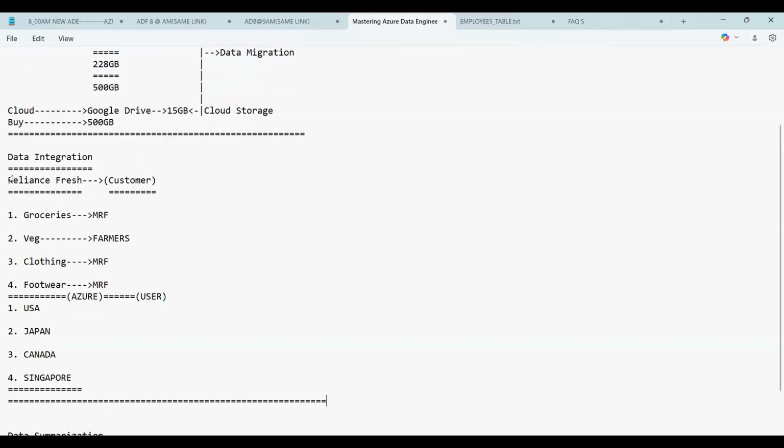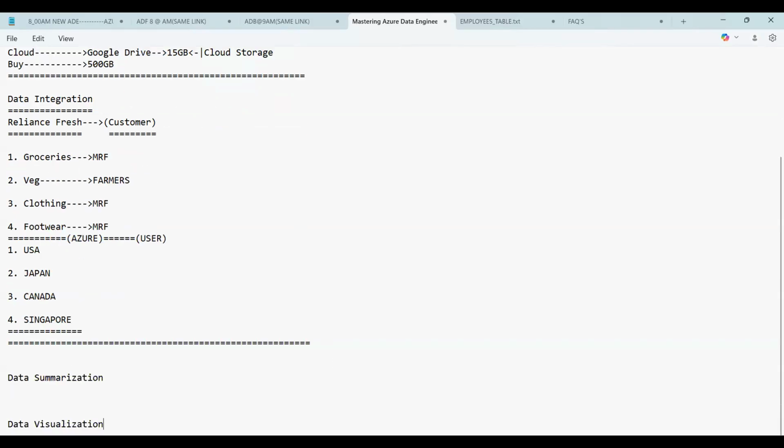So one of the major tasks we do as a data engineer is data integration. The first process is data migration. After the migration, what comes? Data integration. Now, the very important task of data engineering, which you can say is the heart of all things, is called data summarization. The whole data engineering is done because of data summarization only.